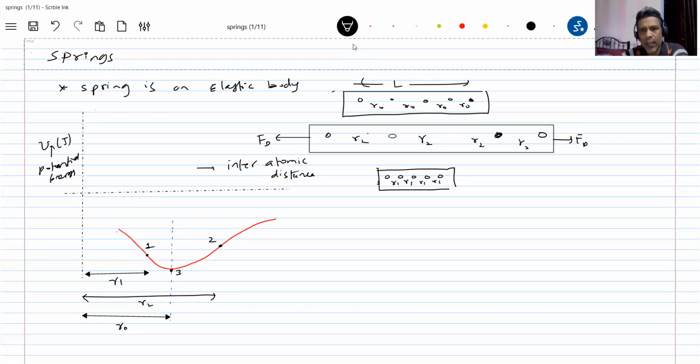This is the overall picture. I'm going to apply a deforming force of this kind, you call it FD. Now this is at natural length. The body is at natural length. This you can call elongated, and this you should call compressed. Got the idea? So that is one basic idea of the elastic body.